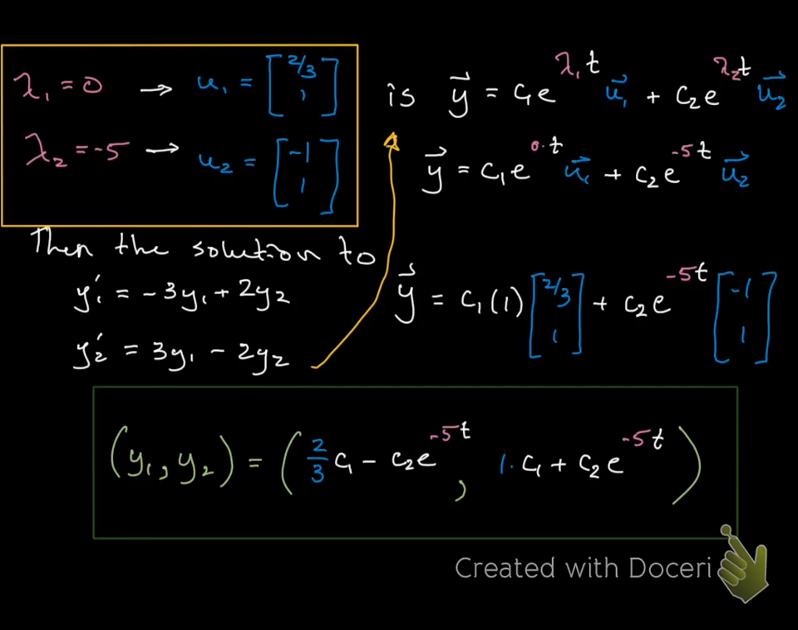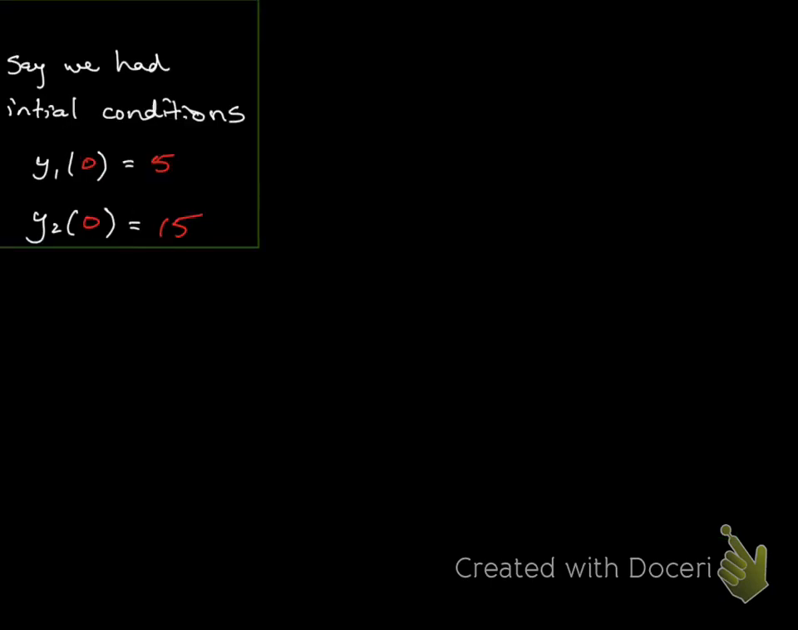So now, say for example, I had some initial conditions. If y1 of 0 is 5 and y2 of 0 is 15. Could be anything, but I had some initial conditions to go along with my system here. The first equation at time 0 is 5, and the second equation at time 0 is 15. How do I handle those? Well, I know what y1 and y2 are, respectively, and I'm going to plug 0 in. So there's y1 of 0. All right, I literally plug 0 in.